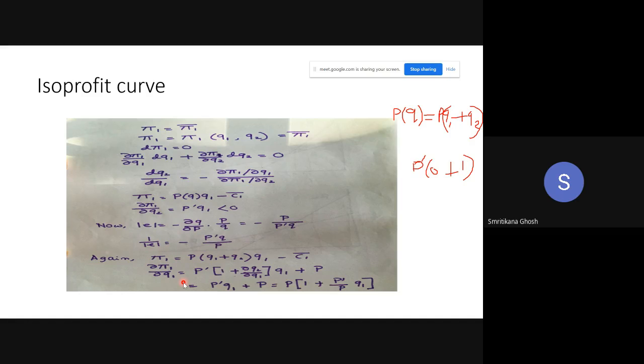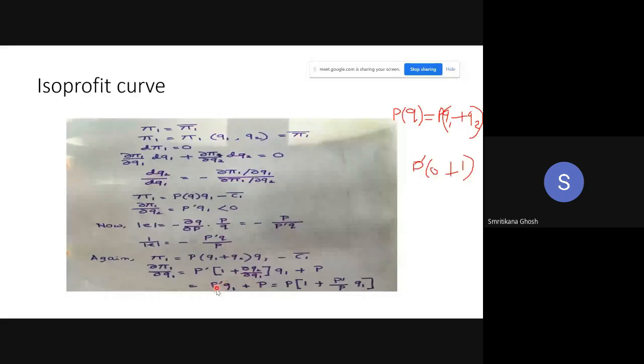Now again I am doing the same thing: P prime within bracket 1 plus del Q2 del Q1, plus Q1 plus P. Okay. P is why? Because P into del Q1 del Q1, so that part is 1, and that C1 prime is missing now. So del Q2 del Q1, just like before, is equal to 0. Here we have written that del Q1 del Q2 is 0. Here del Q2 del Q1 will be 0.